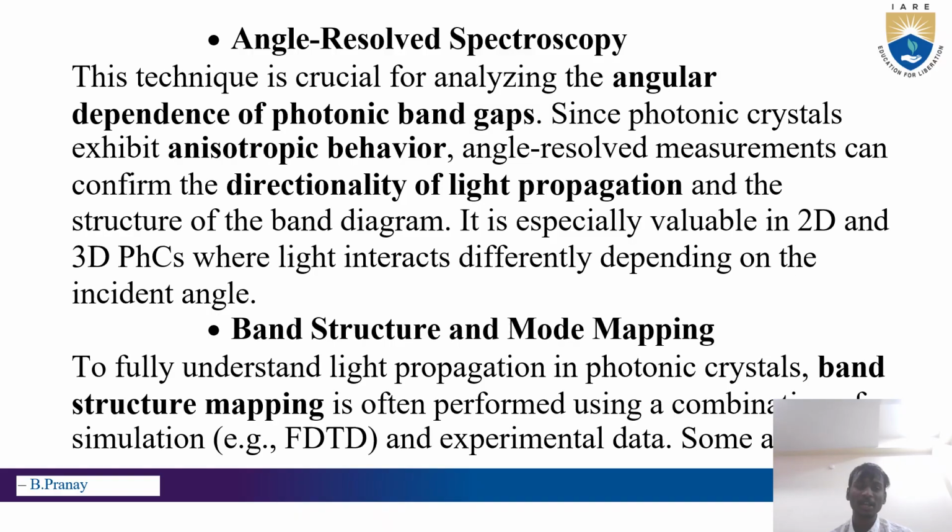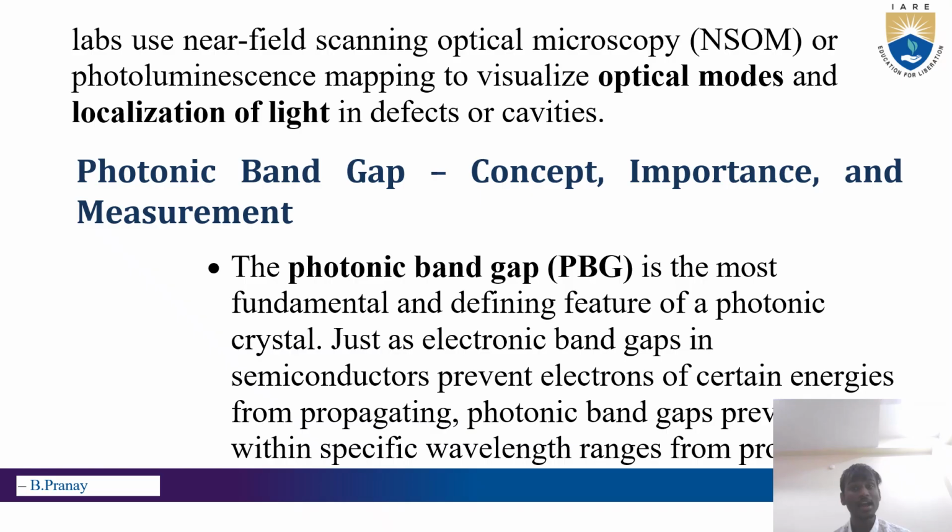Next, angle resolved spectroscopy. Angle resolved spectroscopy explains the angular dependence of the photonic band gap, and it exhibits anisotropic behavior and directionality of light propagation. Band structure and mode mapping. Band structure and mode mapping is often a combination of FDTD, PWE, and experimental data, and NSOM maps optical modes plus localization of light.